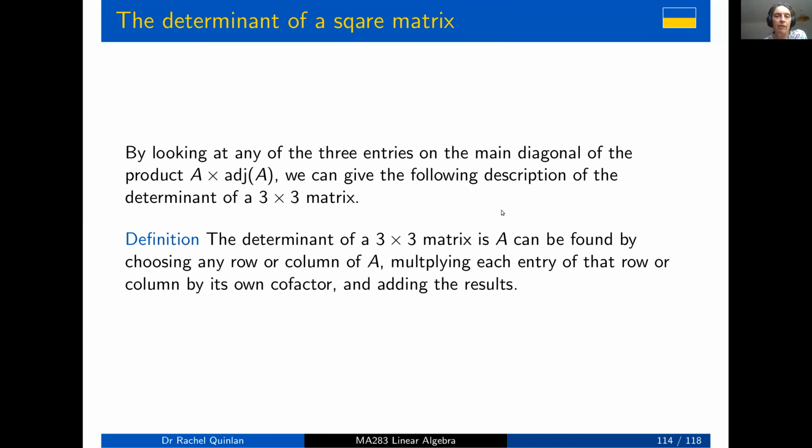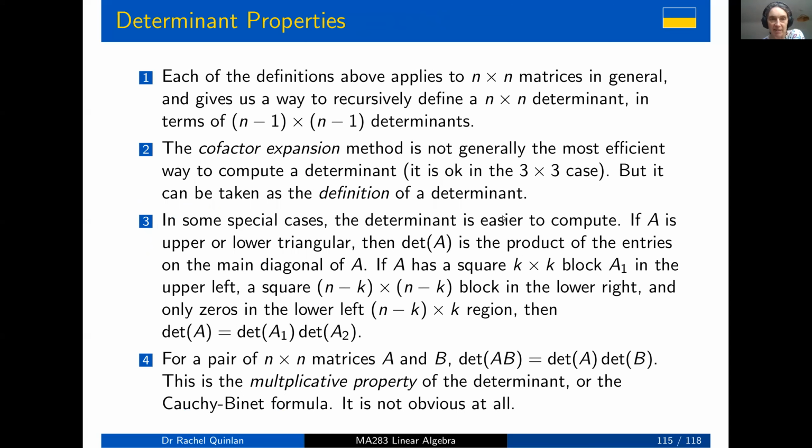A few general remarks about determinants. First, each of these definitions applies to n by n matrices in general. And what we're really saying is that they give us a way to define an n by n determinant in terms of smaller determinants. So we've basically defined a 3 by 3 determinant in terms of 2 by 2 determinants: if we want to calculate a 3 by 3 determinant, we pick a row or column of our matrix and calculate the cofactors of the entries in that row or column. Those are 3 2 by 2 determinants. We multiply each of the 3 entries by its own cofactor, add those together, and that is the determinant of the 3 by 3 matrix.